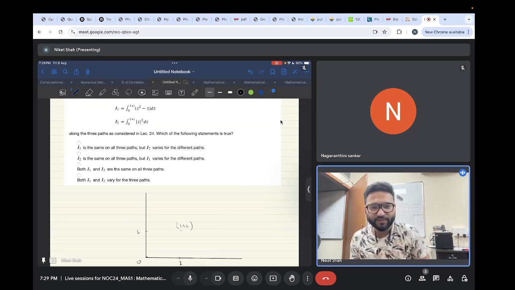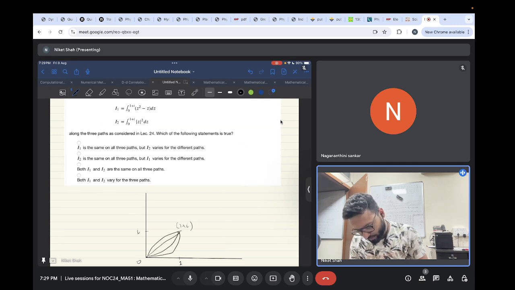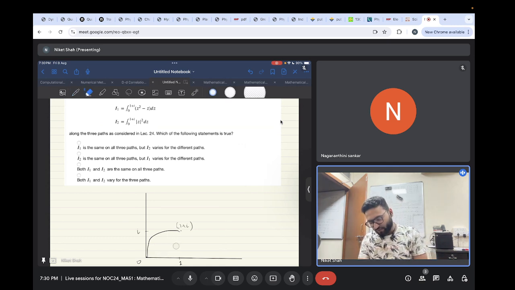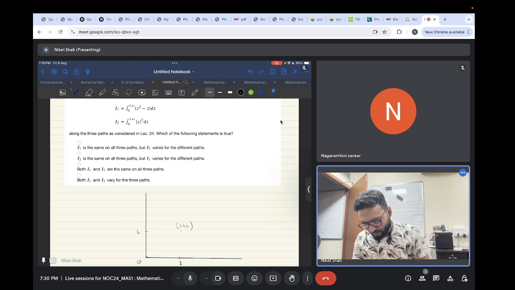So there are many ways to reach this point. I can choose any of these contours to reach this particular point. So to evaluate this integral, we have to choose a particular path. Generally, if the integral is path dependent, the path has to be specified. So in this case, they are already telling us that we are supposed to follow the paths used in lecture 24. In lecture 24, there were three kinds of paths used. I'll draw it with different colors. One was this path, in green.